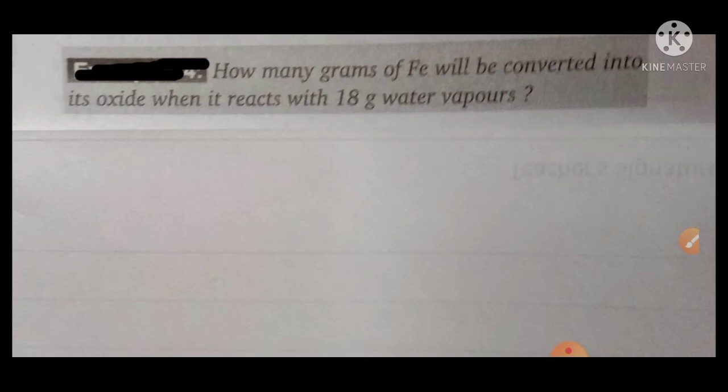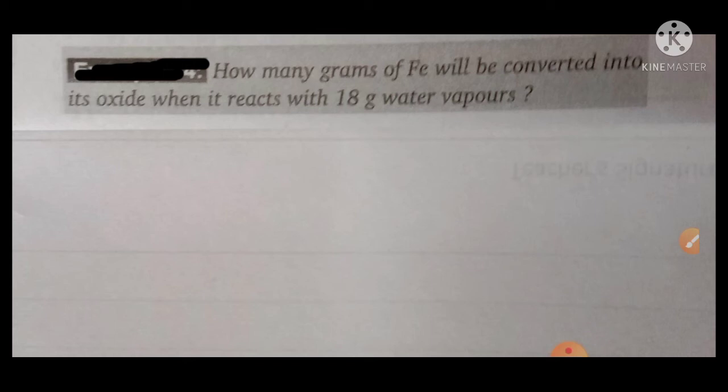So here the question is: how many grams of iron will be converted into its oxide when it reacts with 18 gram water vapors? First of all, we write the chemical equation between the iron and its conversion into the oxide. That is how we can convert the iron into its oxide. Reactants are given in this reaction. How many grams of iron will be converted into oxide when it reacts with 18 gram of water vapors? The reaction is between the iron and water vapors.